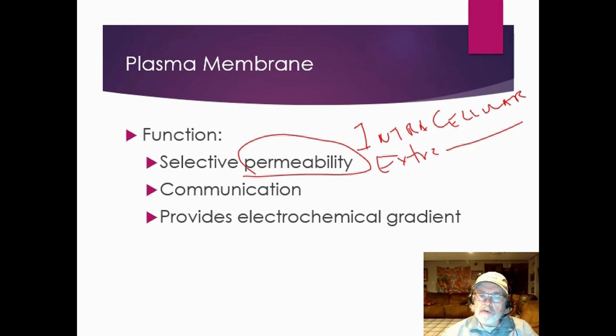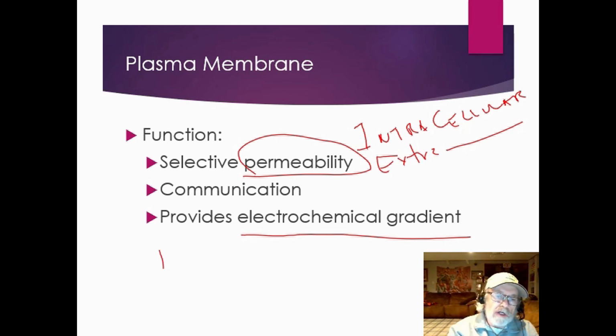Also, the cell membrane provides what's called an electrochemical gradient. What I mean is the outside of the cell might be charged one way, usually positively, while the inside of the cell membrane is charged a different way, negatively. We'll talk about the importance of that. It becomes exceptionally important when we talk about muscle and nerve conduction. This membrane polarity, or electrochemical gradient between the inside and outside of a cell, is exceptionally important in those areas. So this is what we're going to be talking about during this video.